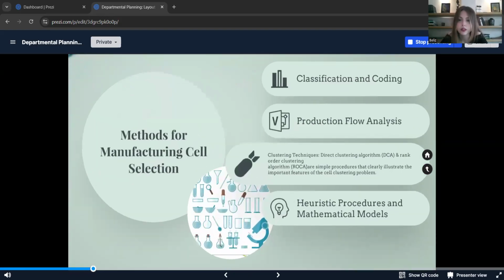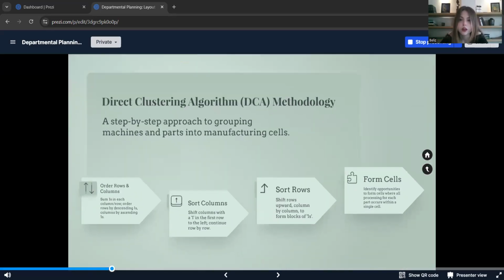How do we create these cells? We have four main methods: classification and coding, assigning codes to parts based on features; production flow analysis, following the route of parts; the clustering techniques, like the direct clustering algorithm and rank order clustering; and heuristic procedures or mathematical models.